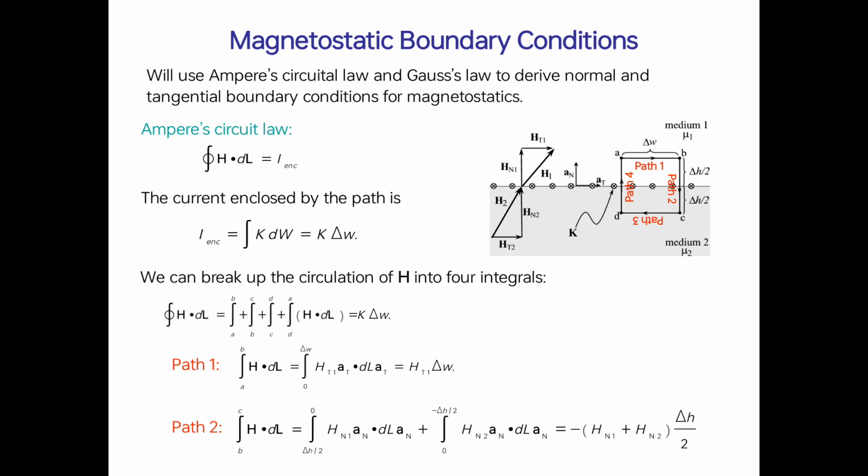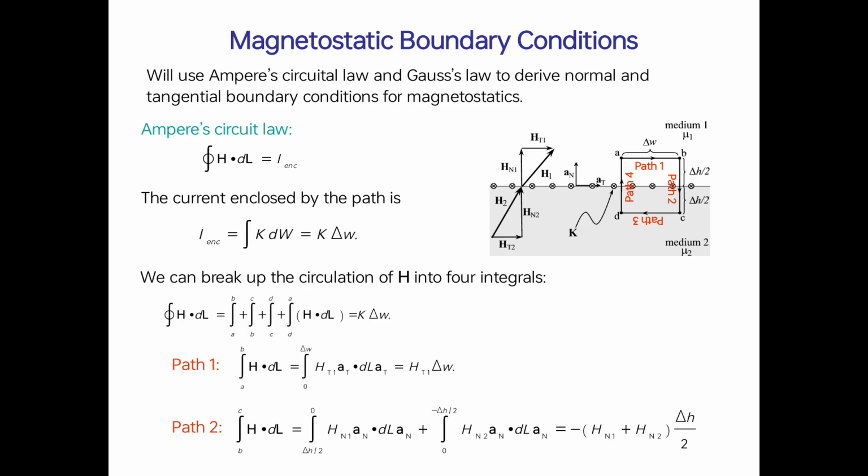Here the picture shows that we consider a boundary between medium 1 and medium 2, where the permeability of medium 1 is mu 1 and of medium 2 is mu 2, and we are going to consider a rectangular path in which we are going to find the magnetic boundary condition. The current enclosed by the path is I equal to the integral of K dw. By integrating it, we will get K del w.